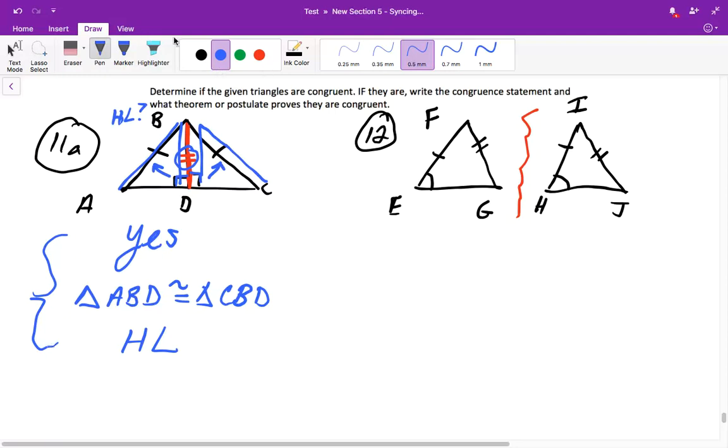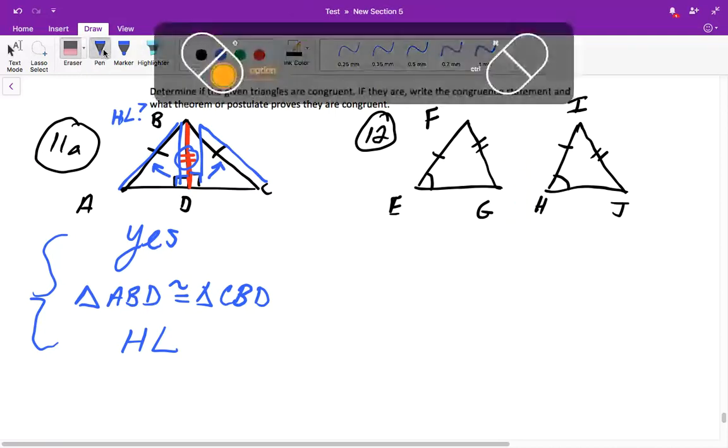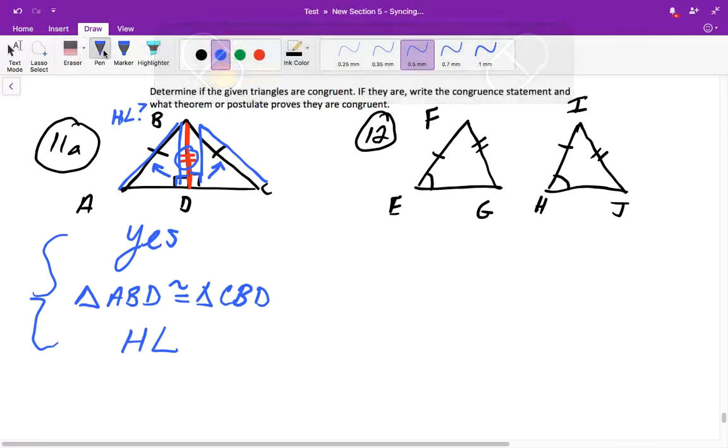All right, so for question 12, we look here. There's nothing we can add to this. There's nothing we can add to say, okay, we can add this angle or we can add this. There's nothing we can add.